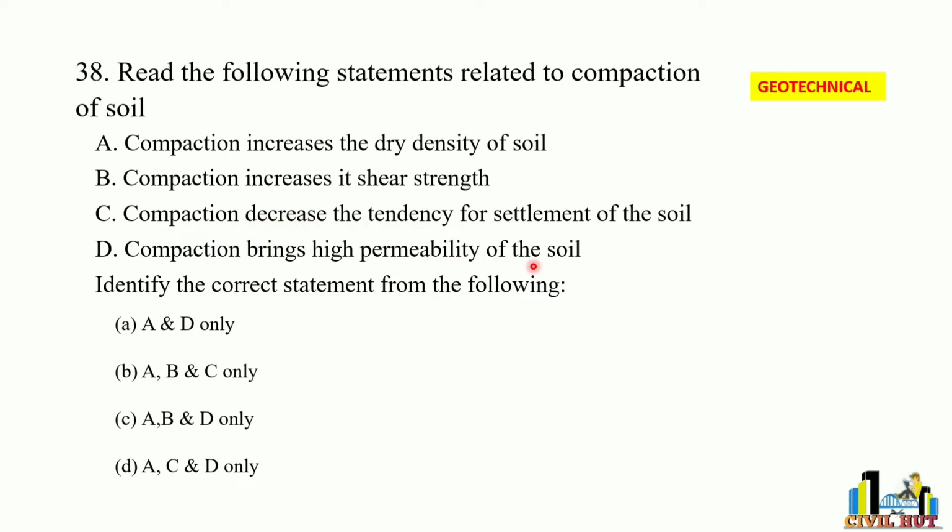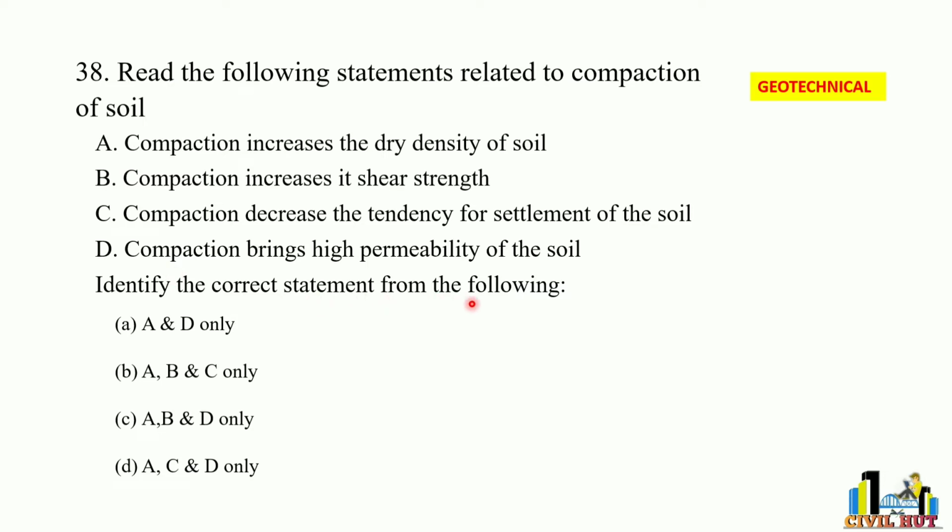Compaction brings high permeability of the soil. No, this is a wrong statement. Compaction brings less permeability of the soil, because the soil will be compacted, so the density will be very high. There are no pores present in the soil. So options A, B, C are the correct answers.